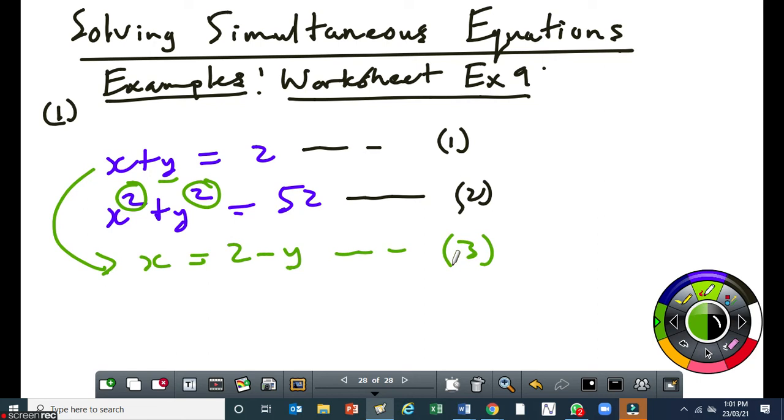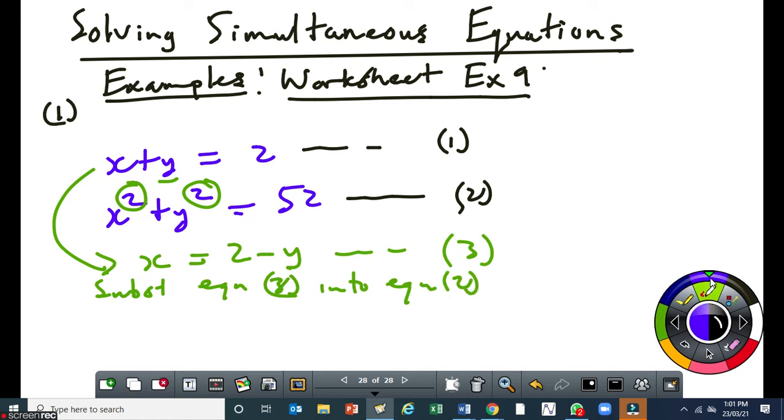So I'll say substituting equation 3 into equation 2. By substituting equation 3 into equation 2, it means where there is x here, I have to put 2 minus y. So this will become 2 minus y all squared plus y squared equal to 52.